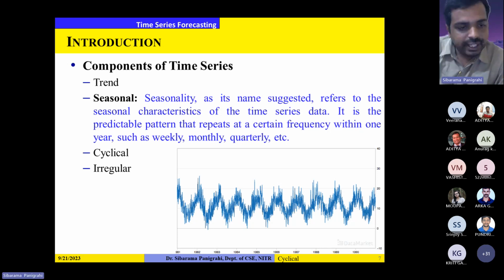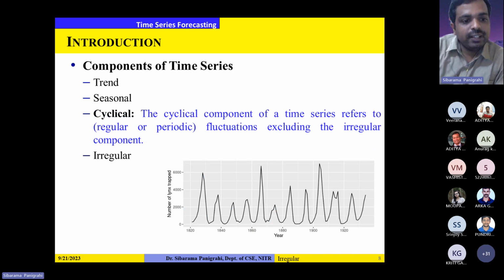Apart from seasonality, if we get any other repetitions which span more than 2 years, then we will call it a cyclical component. The cyclical component of a time series refers to regular or periodic fluctuations, excluding the irregular component. So you see, the cyclic component again repeats itself, but it is beyond the season, meaning beyond 1 or 2 years. Then we will call it a cyclic component.